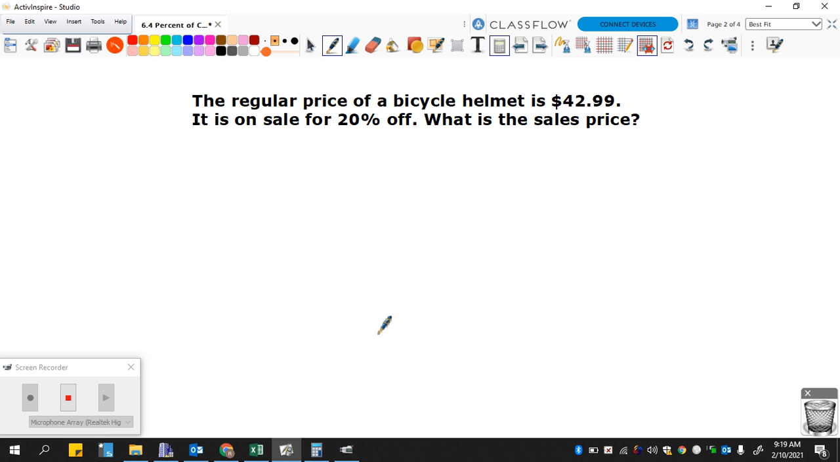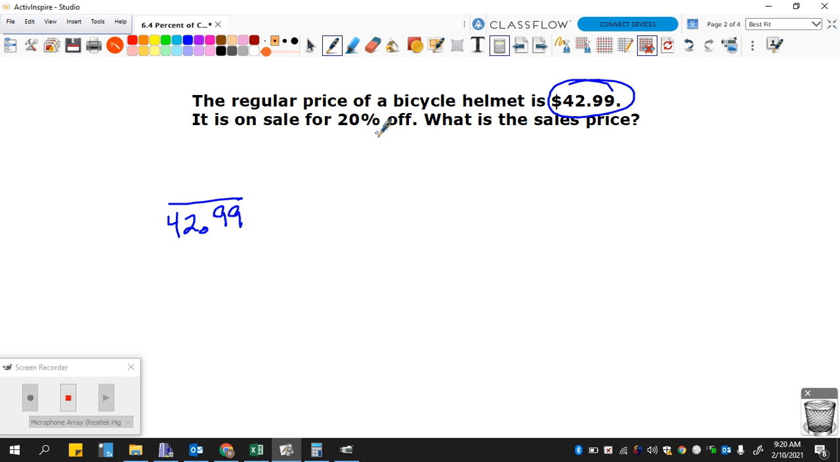Okay, so now we're going to do several word problems to see some real life application of this. So the regular price of a bicycle helmet is $42.99. Okay, so this is my original. I'm going to go ahead and put that down on the bottom right away. It's on sale for 20% off. So what's the sale price?